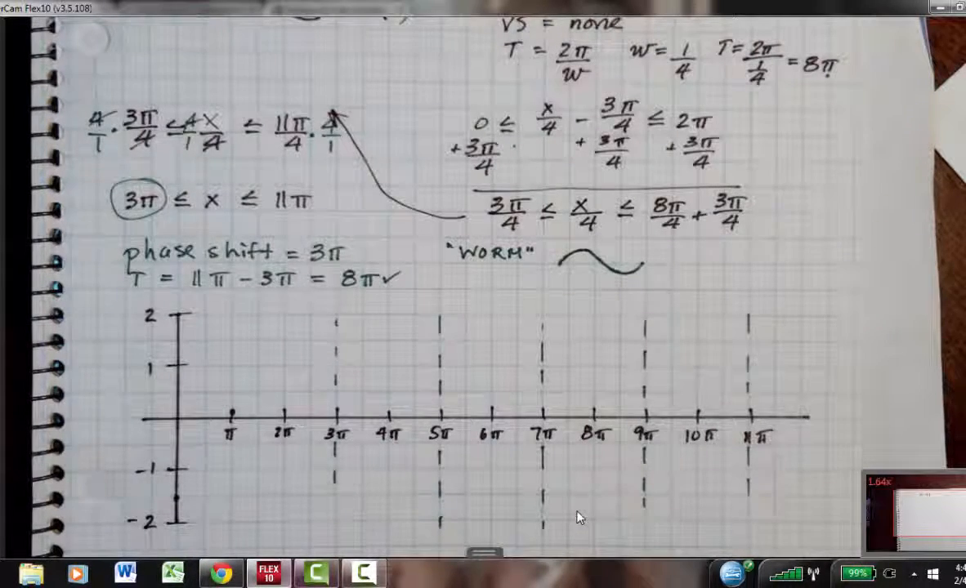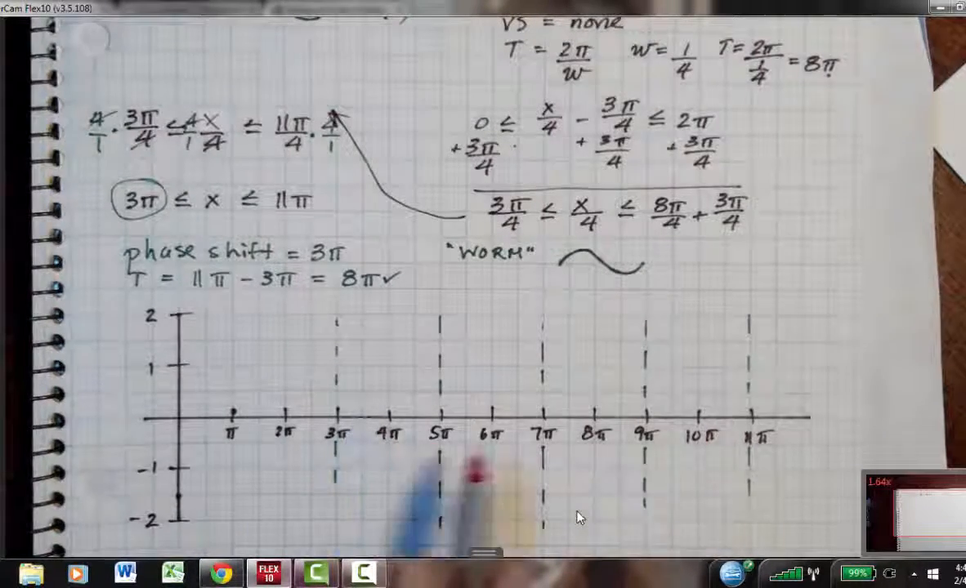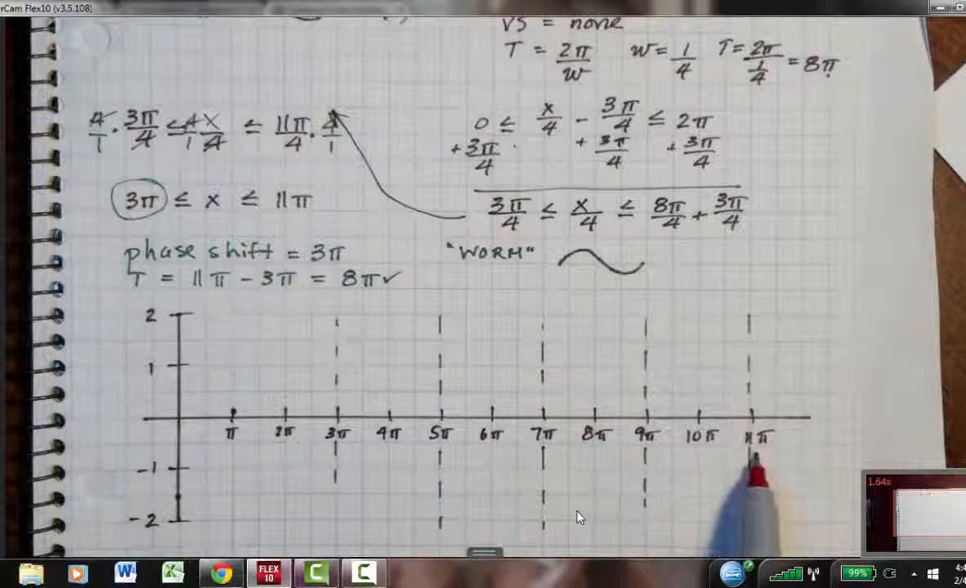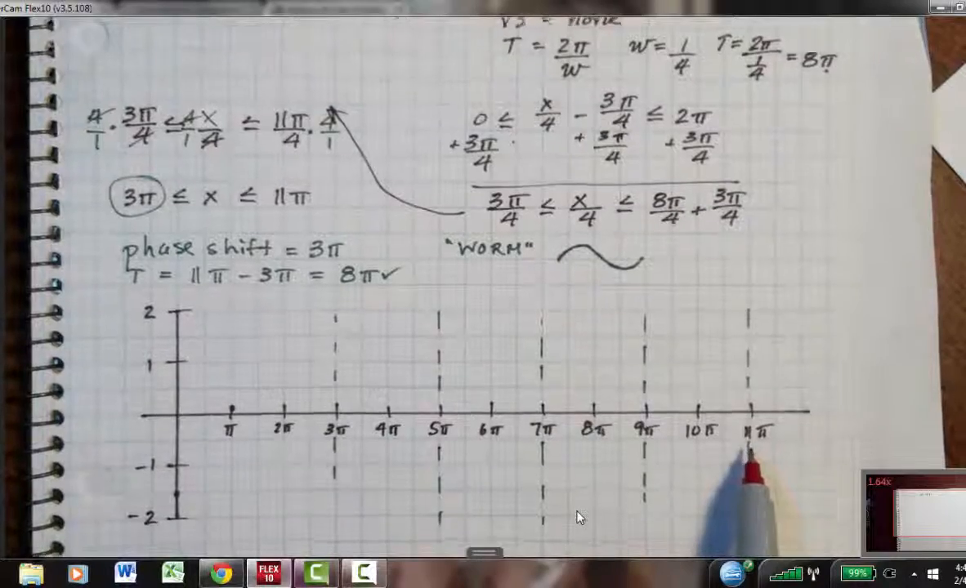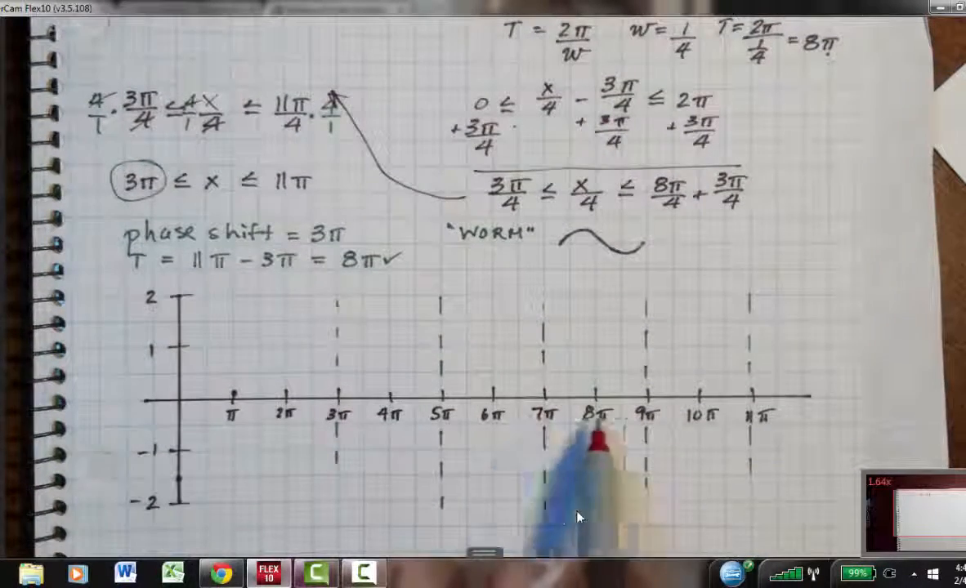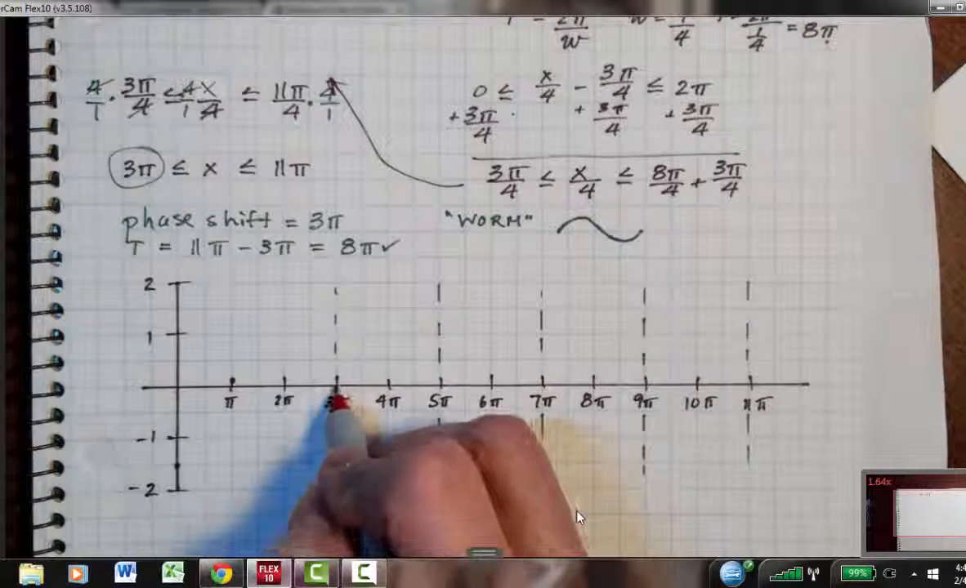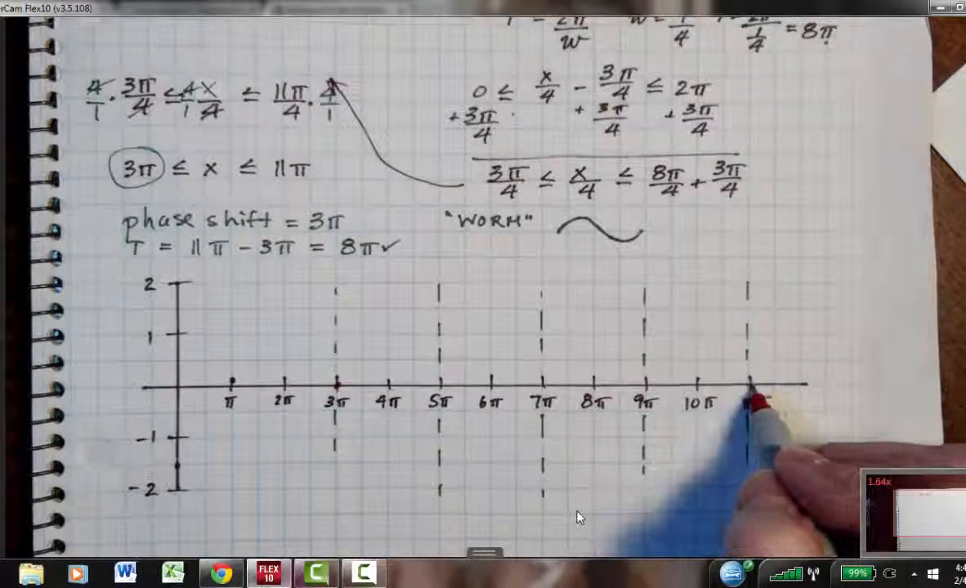Notice that I've divided my period into 4 sections. So between 3 pi and 11 pi, there's 8 sections, and so every 2 pi, I've divided it. You can see the green line there. I'm going to start at 3 pi. That's going to be at 0. I'm going to end at 11 pi. That's going to be 0.